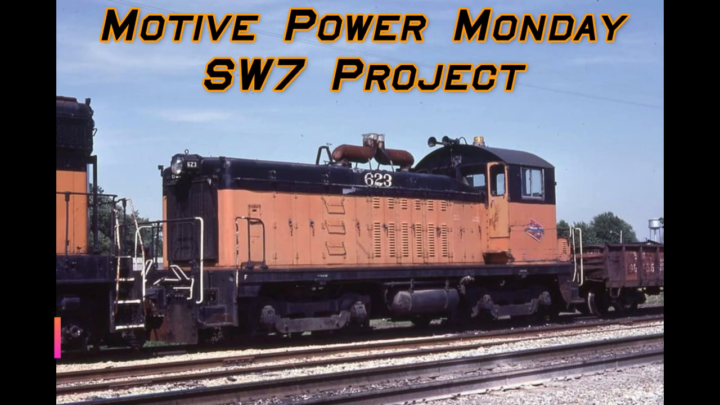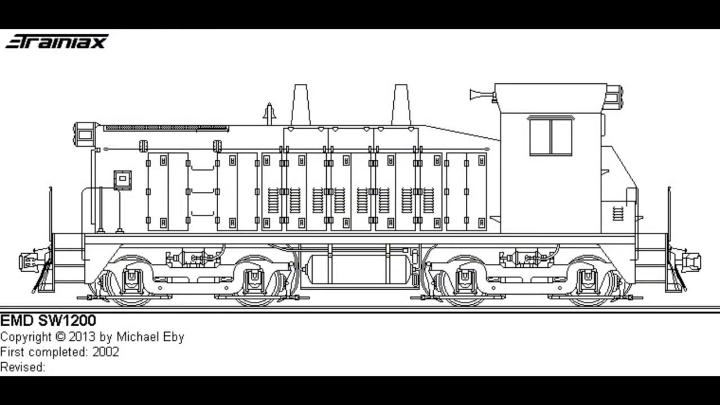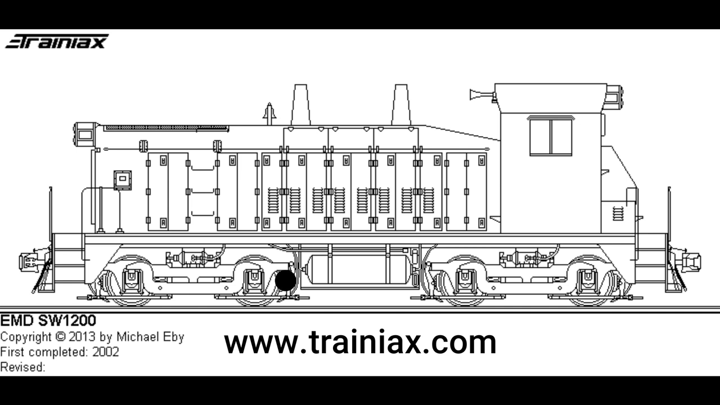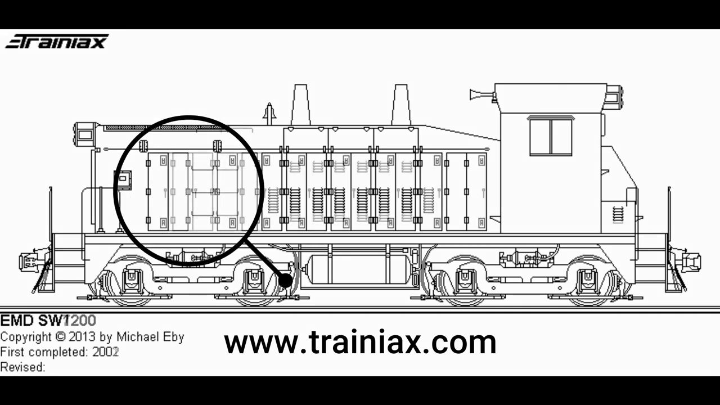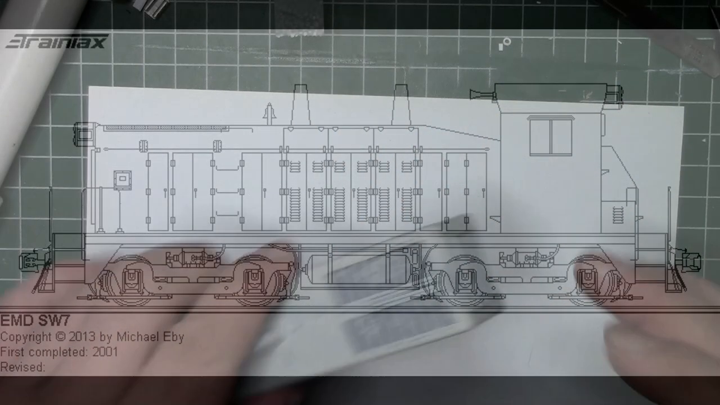I'm Mike Ostertag. In this episode, we're going to cut out and then start to replace the door panels on our SW7 project. I'm going to show you on these drawings from Trainiacs.com exactly what needs to be changed. Here we're going to take this door area right here on the SW1200, and we're going to switch it out and make it look like this on the SW7. As you can see, it's not that difficult. I probably could have just done this a little easier, but hey, why do that?